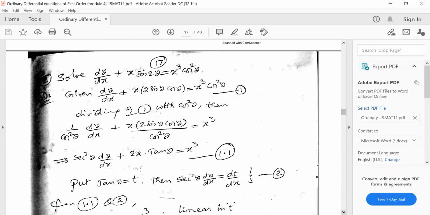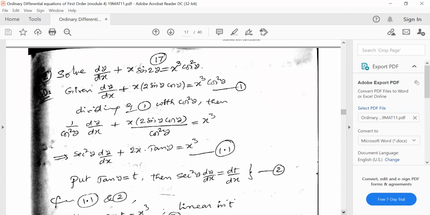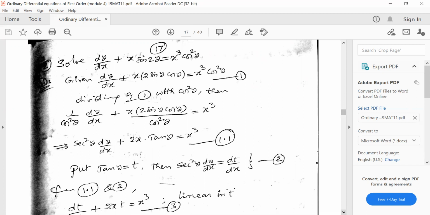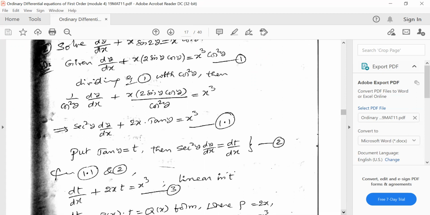See here also, dy by dx plus x into sin 2y is x cube cos square y. We can observe only the cos square y term, that function of y, is obstructing. So divide the equation by cos square y, so we'll make the equation comfortable. Here 1 by cos square y is secant square y, and write sin 2y as 2 sin y cos y for further simplification. When we simplify this, we get it like this.